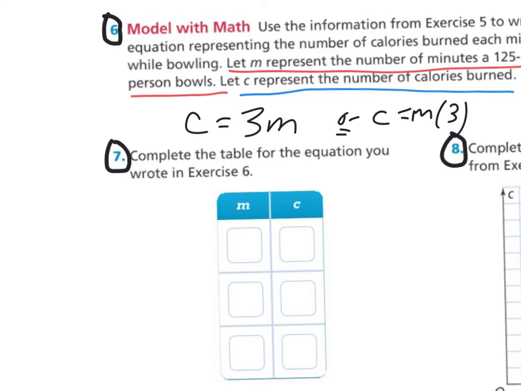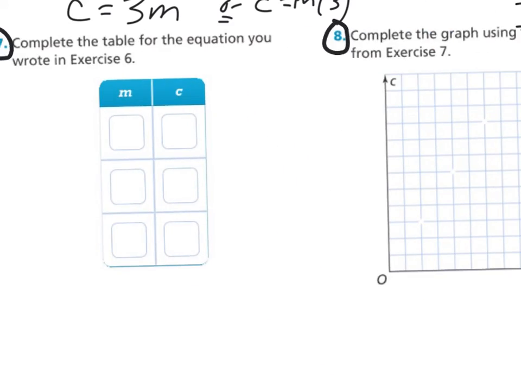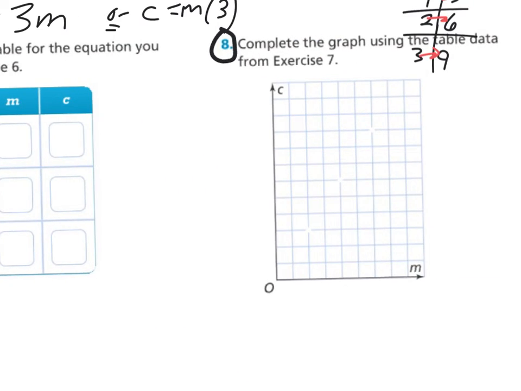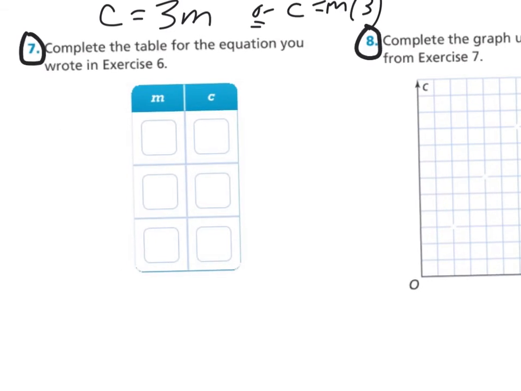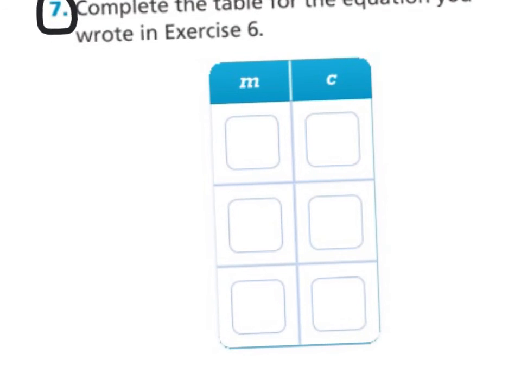So if you look at number 7, they want us to complete the table for the equation we wrote in exercise 6. So we're going to do a table here. They don't have any numbers. They've got labeled minutes and calories, but nothing filled in. Like I said, we're probably going to bowl longer than 1 minute, so I'm going to pick some different numbers a little bit higher.